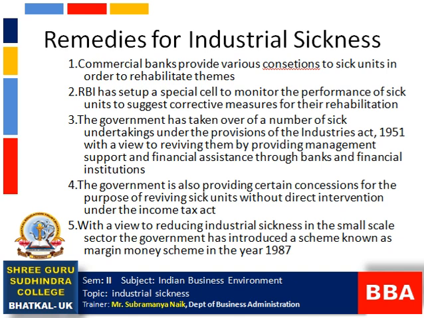They grant additional working capital to overcome the shortage of working capital faced by such units. So they are supporting in that direction. Second remedy is that the RBI has set up a special cell, meaning a committee, to monitor the performance of sick units. They will observe and record the performance of the sick units, and they will suggest corrective measures in regard to their rehabilitation. So that cell or committee will observe thoroughly, and they will prepare the report.